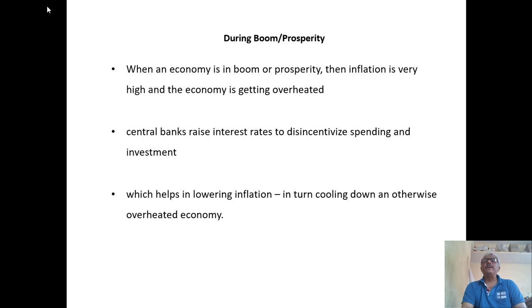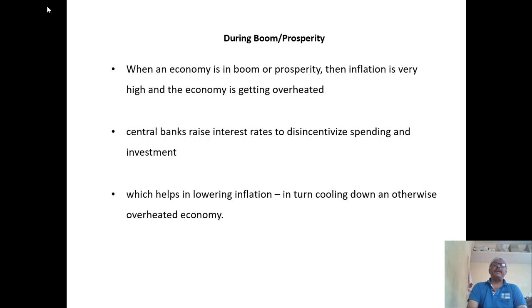So it disincentivizes spending and investment, which means they are going to sensitize the investment spending. Investment is also going to be reduced. As a result, what is going to happen? All the economic activities will be controlled at the desired rate, which helps in lowering inflation. So when we take the above two steps, it is going to lower the rate of inflation in the near future, cooling down an otherwise overheated economy.